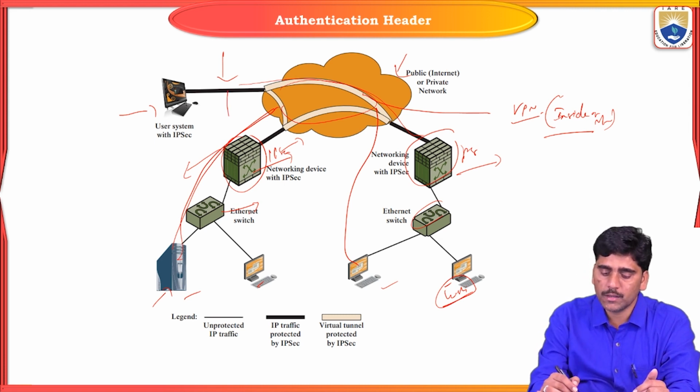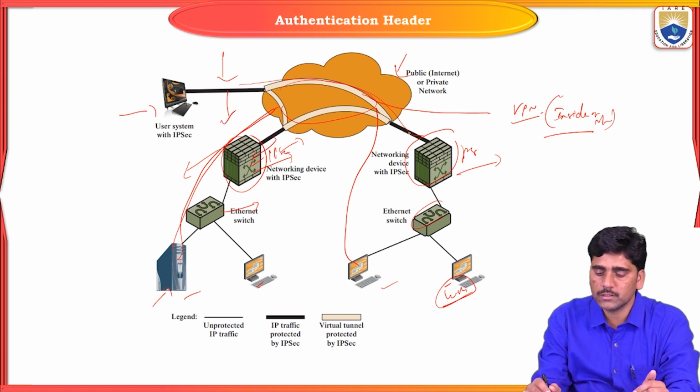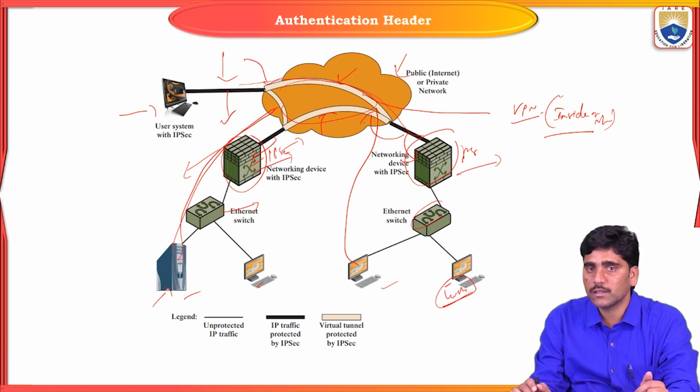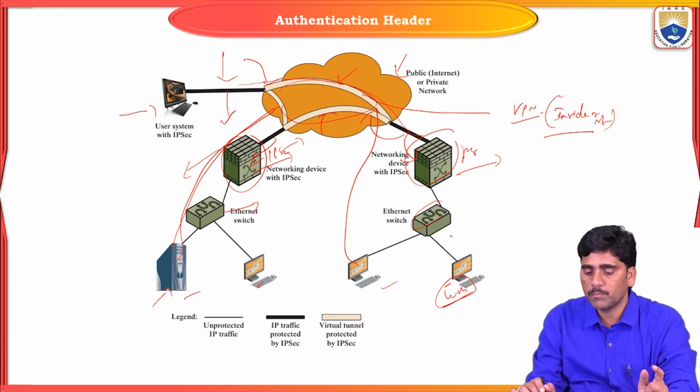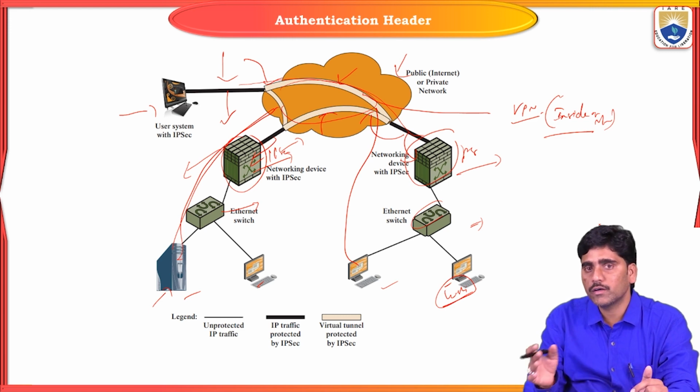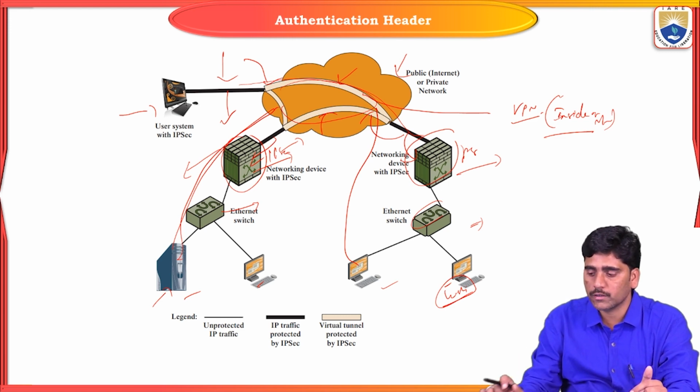So this indicates IP traffic protected by IP secure. This is protected by IP secure, and this is also protected by IP secure. It is incorporated with all the local area networks, which are nothing but private networks across the public network. So these are all the ways of providing the services from host to network or network to network.